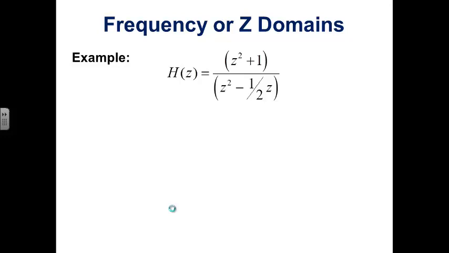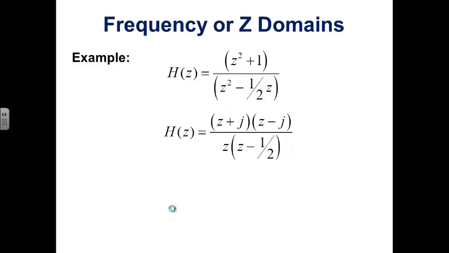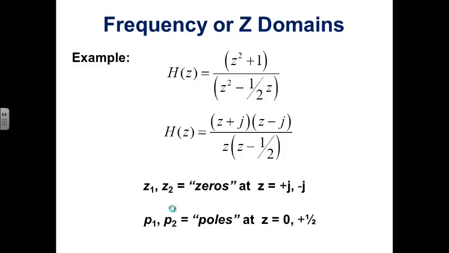So here's an example. Here's an H of Z we derived from a difference equation, perhaps. And we've got a quadratic in the numerator, quadratic in the denominator. We factor that out. Well, this is Z squared equals minus 1, so Z must be plus or minus j. Here I've got a common factor of z I can pull out, so I can simply factor the denominator as z times z minus 1 half. So this one has two poles, two zeros. Zeros at plus or minus j, poles at 0 and plus 1 half. Notice I usually write H of z in the form z minus a pole term or a zero term.